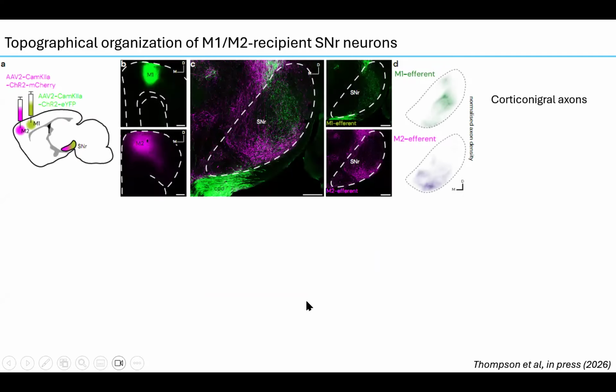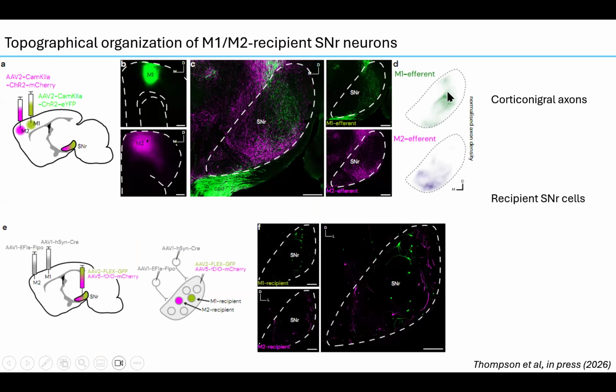Topographical organization. So we did some anatomical analysis of the pathways from both M1 and M2 to the SNR, and we could see that even though there are some overlapping regions, their hotspots of innervation were quite separate, with the M2 more ventromedial and the M1 projections a bit more dorsolateral. So these are the axonal projections.